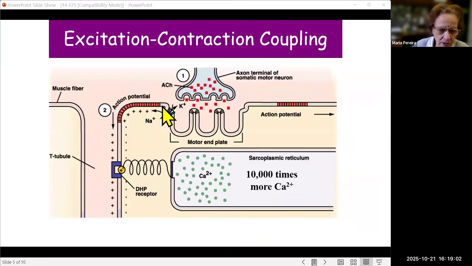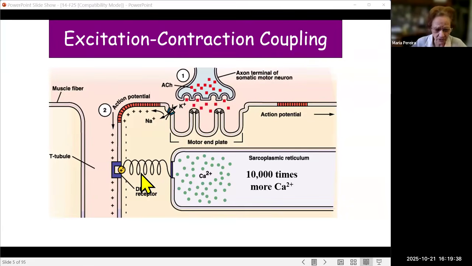Okay, so here you see in more detail the acetylcholine being released. Remember this, the motor end plate in this area has many folds because you have lots of acetylcholine receptors here. So now you have the action potential being transmitted down the T-tubule. And now here you see the receptor that is DHP, dihydropyridine, and these are all proteins. And what you have to think is that the structure of these proteins changes, the folding of this protein.